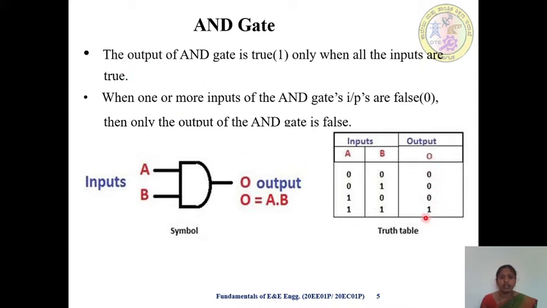The output of the AND gate is true only when all the inputs are true. That means the output is 1 only when all the inputs are true, 1. When one or more inputs of the AND gate are false, then the output of the AND gate is false. That means if any one of the inputs is false, then the output will be false, which is nothing but 0. That means for the AND operation, when both the inputs are 1, the output is 1, otherwise it will be 0.